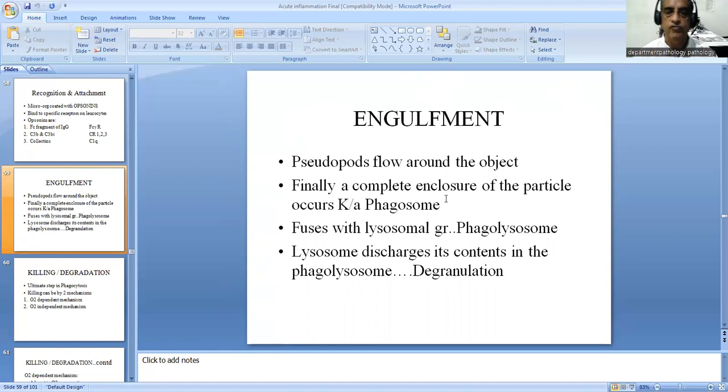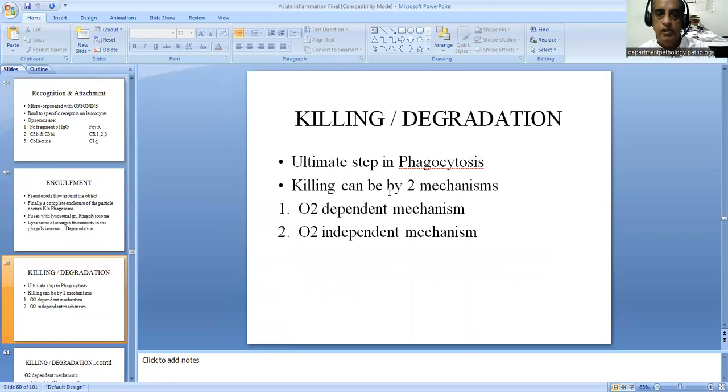Now the engulfment. Once they have been opsonized, identified, rendered more tasty, now the leukocyte knows that it has to engulf them. It reaches there, and the pseudopods flow around the object and completely enclose the particle, which is known as the phagosome. Now this fuses with the lysosomal granules present in the cell and is now known as the phagolysosome. Now the lysosome discharges its contents in the phagolysosome, and this is known as degranulation. The granules are discharging their contents. And finally, the ultimate step for which all this was going on, the killing or degradation of the bacteria.